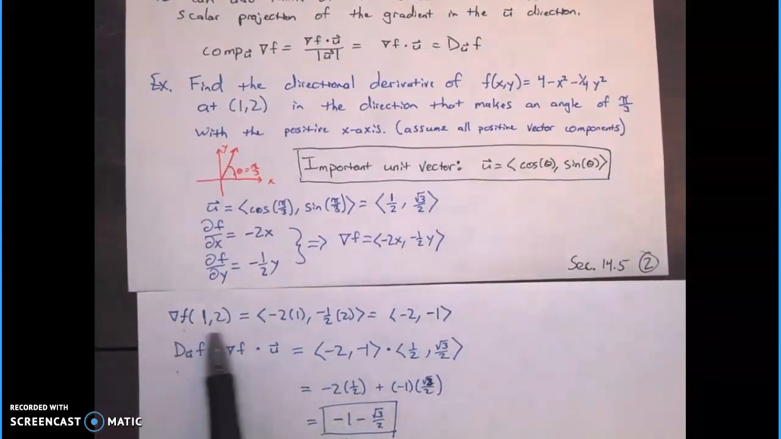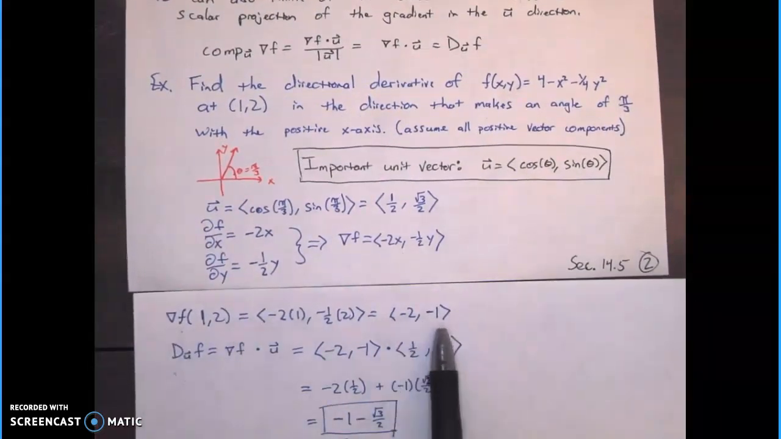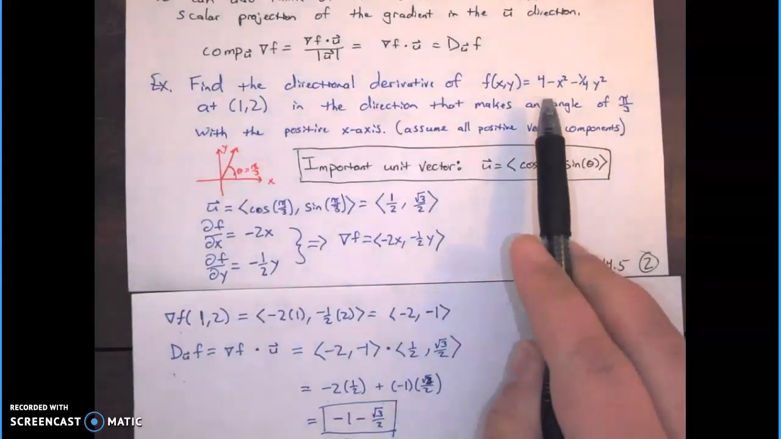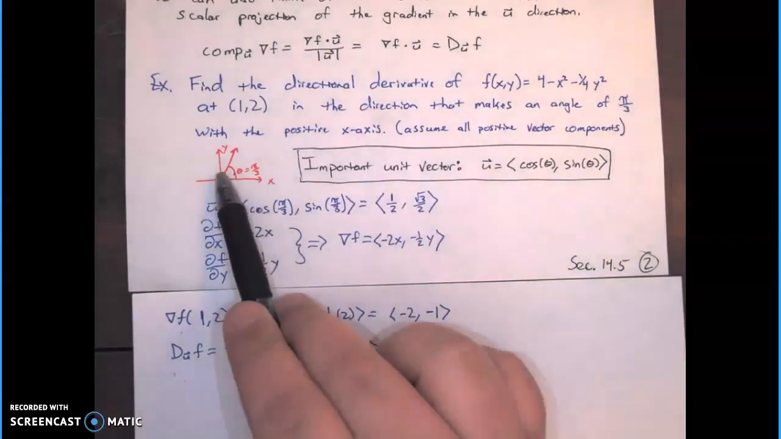So if I plug 1, 2 into my gradient, that gives me negative 2, negative 1. And then I dot these. Remember that when you dot, you get a scalar. So I perform the dot product and I get negative 1 minus root 3 over 2. And this is the directional derivative. This is the answer. It's the directional derivative of this function f in this direction here.